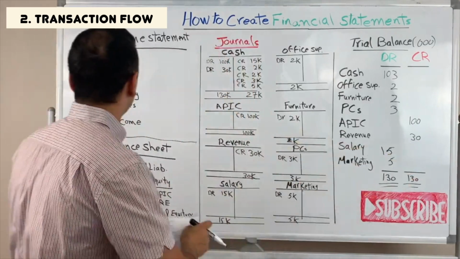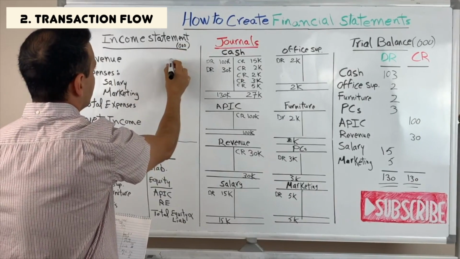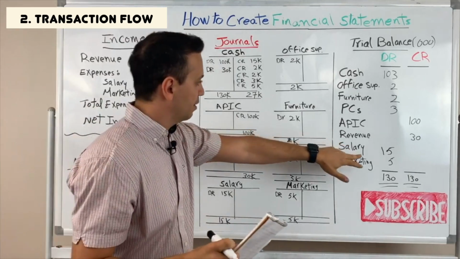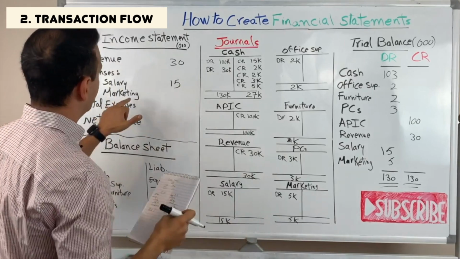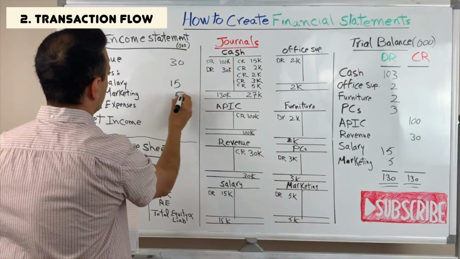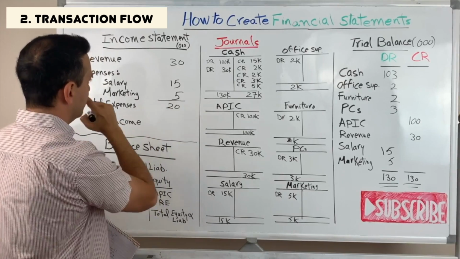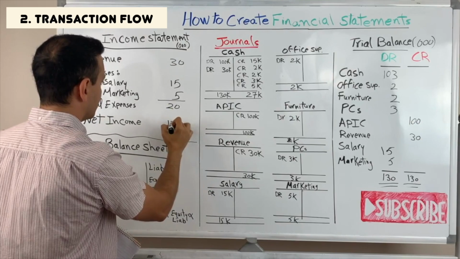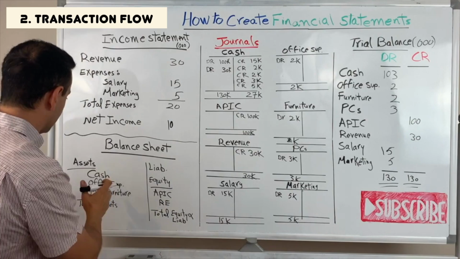We have 30. So revenue, and this is also going to be in thousands, 30. Expenses, we have salary right here of 15,000. We have marketing expense, 5,000. Total expenses of 20,000, and then net income will be revenue minus total expenses. That would be 10,000.